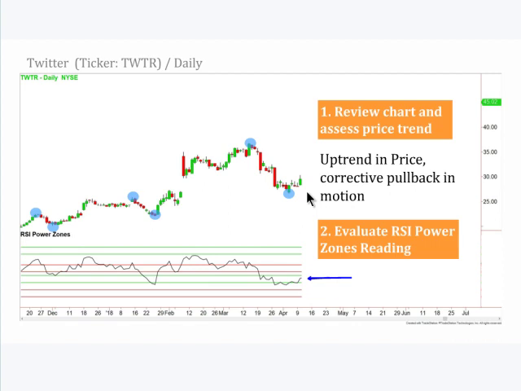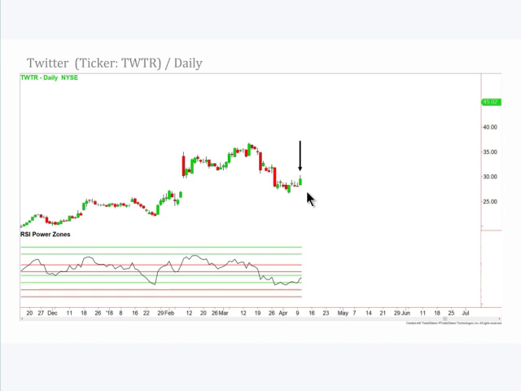Great job. Meaning that this is an area where when RSI comes into this zone and price is in an uptrend, I'm actually expecting a price low to confirm there. All right, so we did step 1 and 2. What's next? Step 3. We got to determine that entry signal.